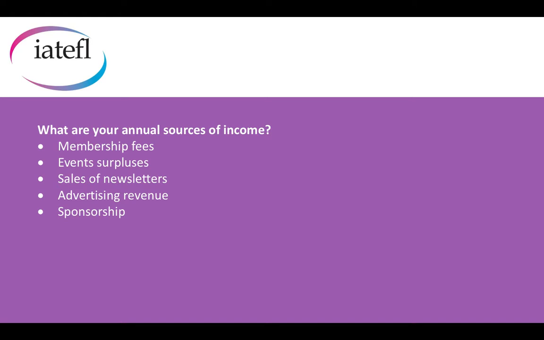So think about your annual sources of income, and I've listed some there for you. Membership fees, event surpluses, sales of newsletters, advertising revenue and sponsorship. They're the typical ones that we see within ITEFL, but you may have others that are specific to your special interest group. Put all of them into your budget.